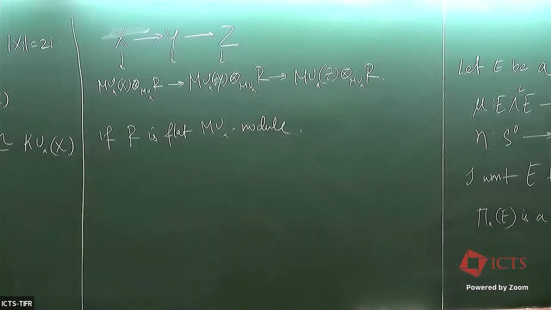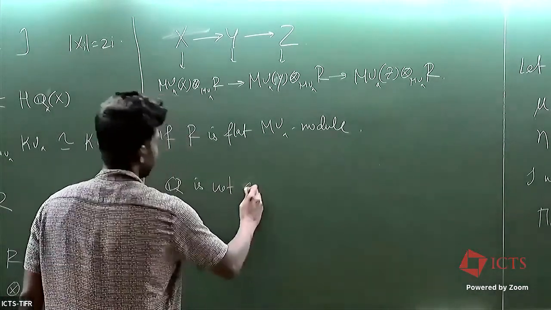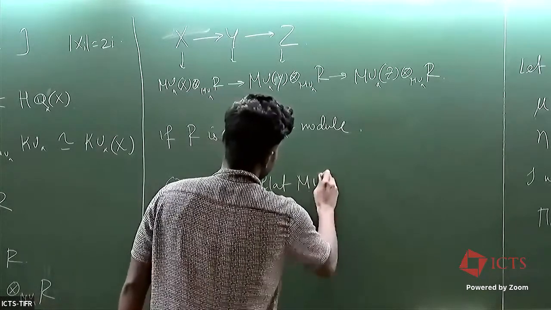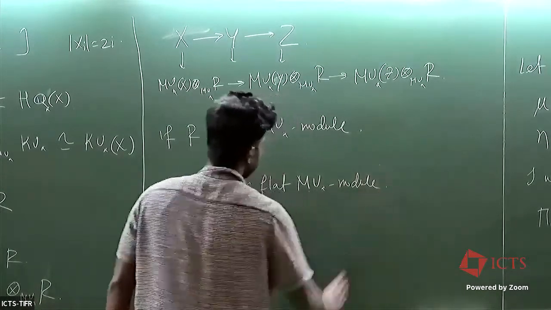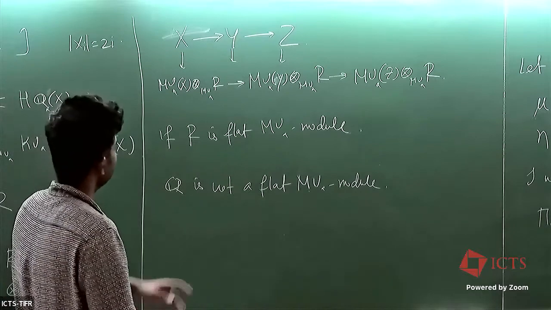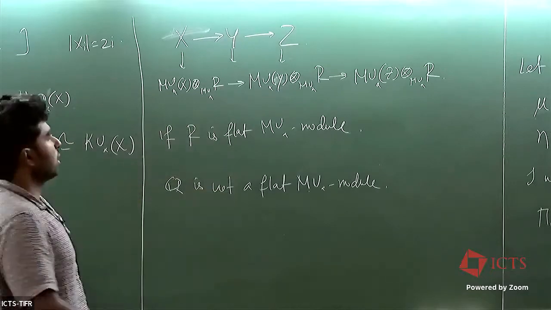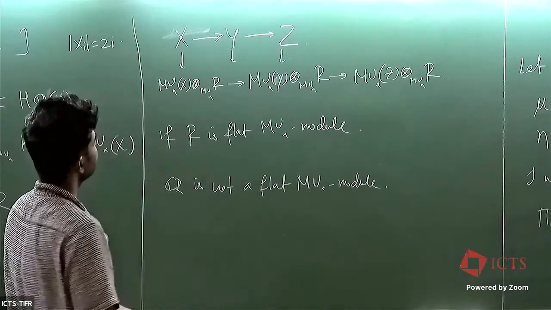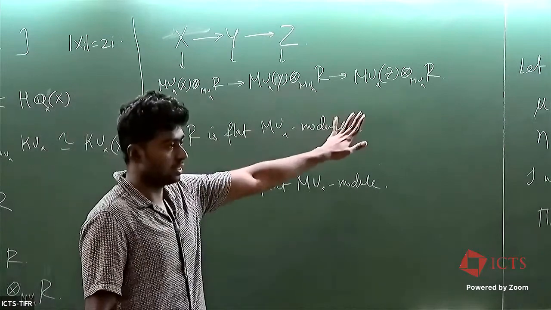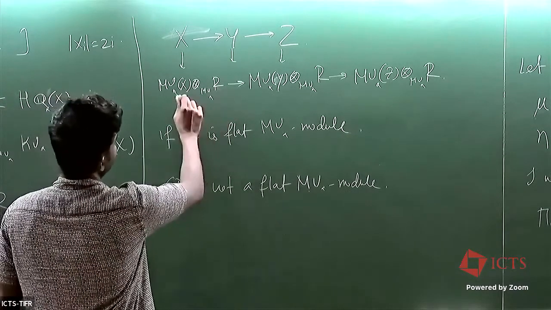But if you look at R as Q, Q is not a flat MU star module. KU star is also not a flat MU star module, but this still gives us a homology theory. So what is actually happening? If I require R to be flat, I am forcing tensoring with R to preserve every MU star module exact sequence. But to have a cohomology theory, I just need R to be exact on this kind of MU star modules.